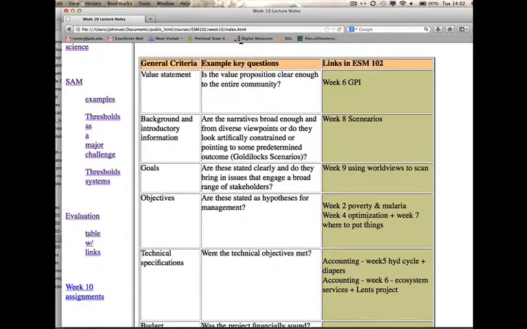So that's just an example of how you might state these management activities as hypotheses for what, if you do this, then you would expect something to happen.